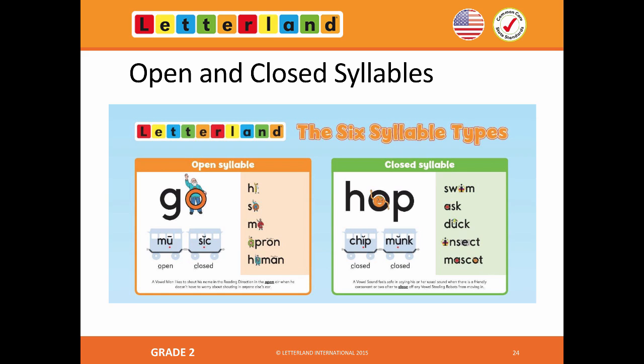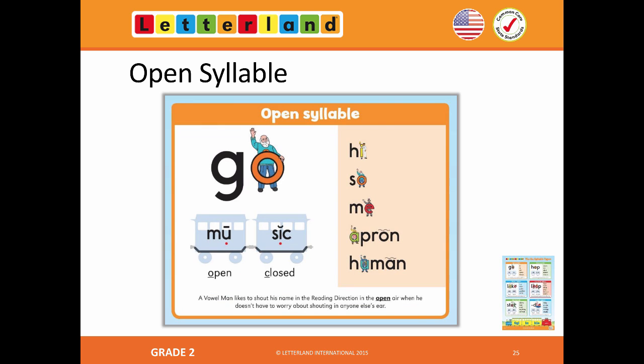Initially, during the first part of the year, the teacher shows children where to draw the train cards, in other words, where the syllables divide. Then we predict the vowel sound and whether the syllable is open or closed. In open syllables, the vowel man is the last letter.